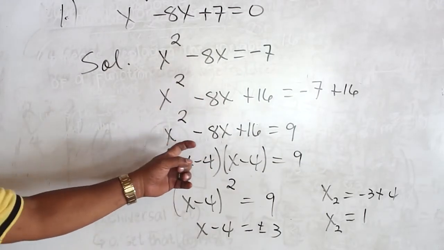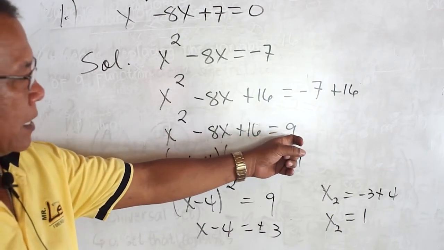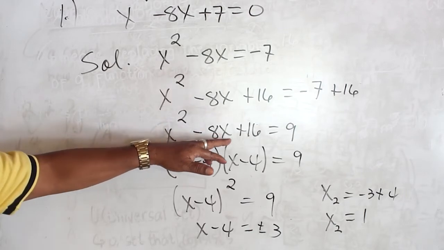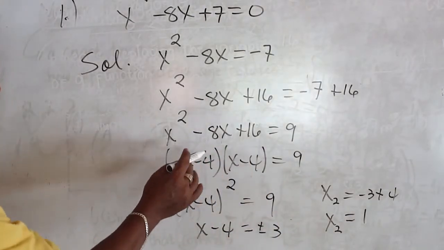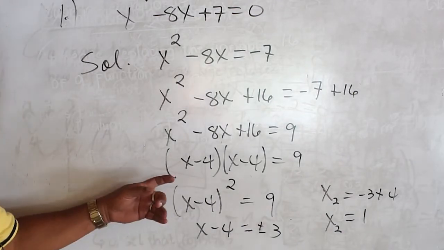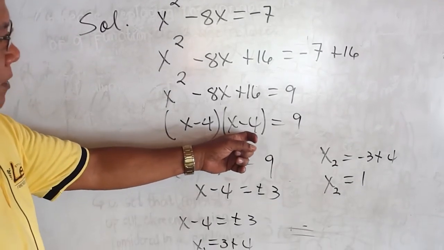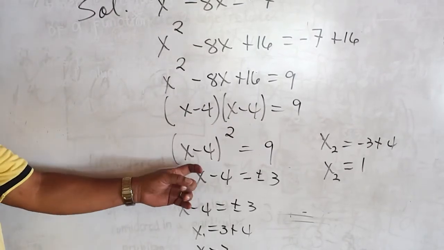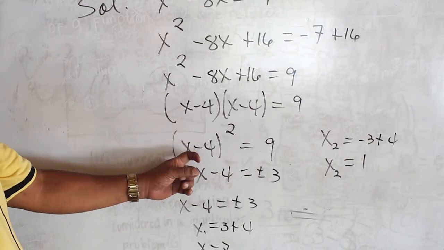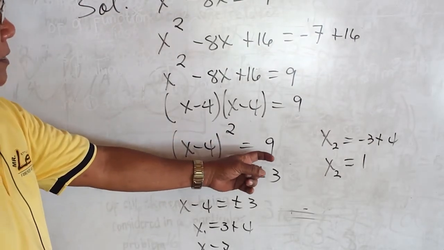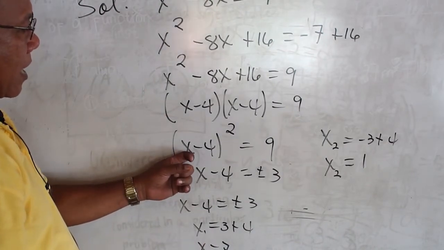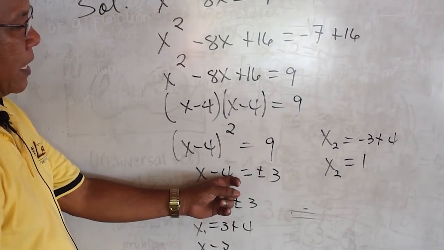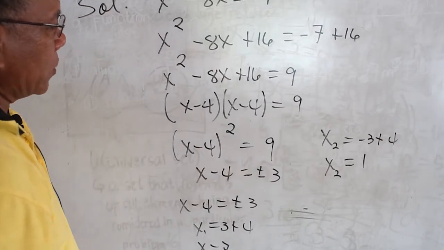Then, we have x squared minus 8x plus 16 equals 9. So, x squared minus 8x plus 16 is a perfect square trinomial. The factor of x squared minus 8x plus 16 is x minus 4 quantity squared equals 9. Then after that, extract the square root of both sides of the equation. So the square root of (x minus 4) squared is x minus 4. Then the square root of 9 is 3. So we have positive and negative.